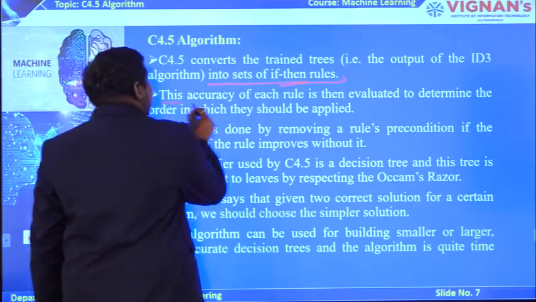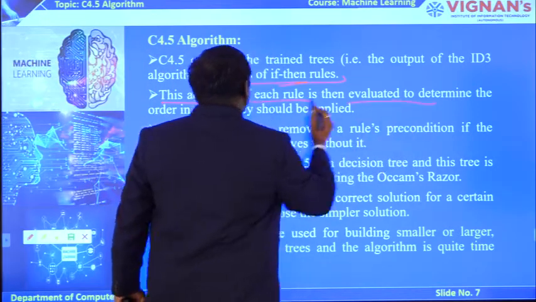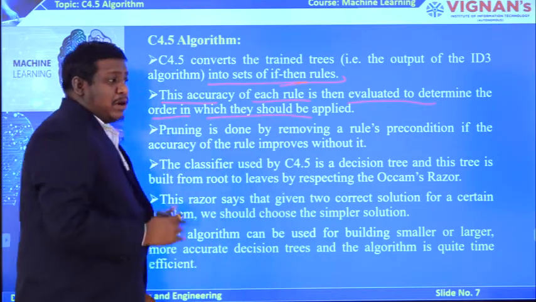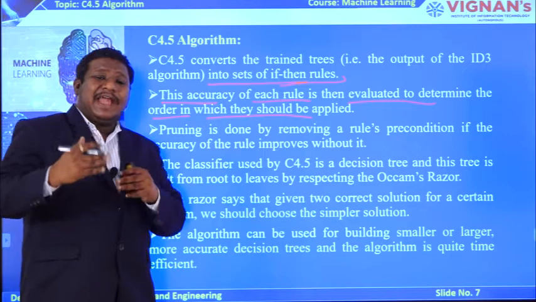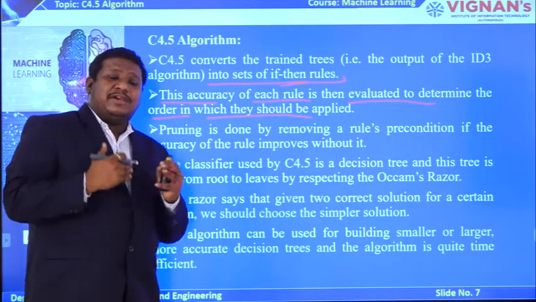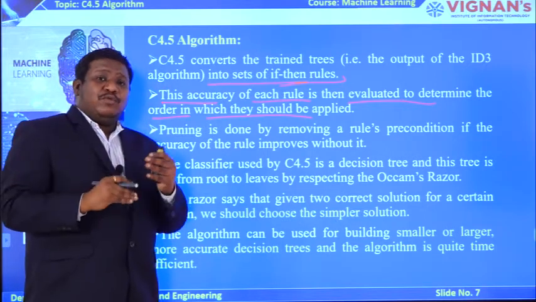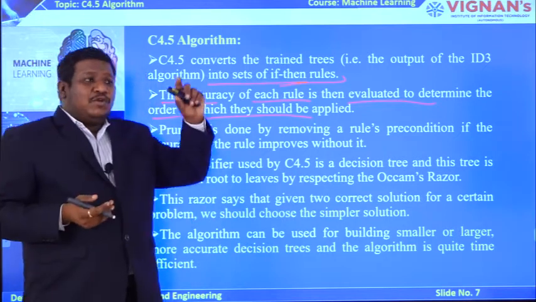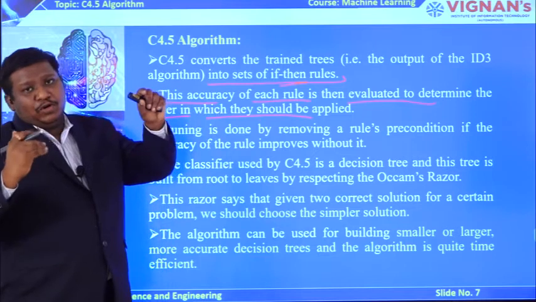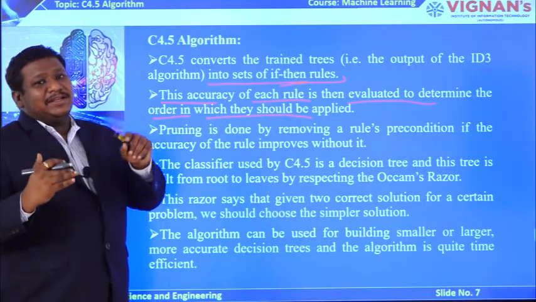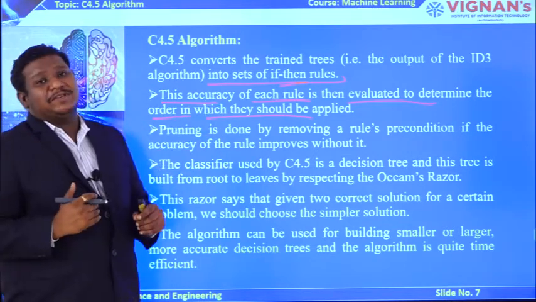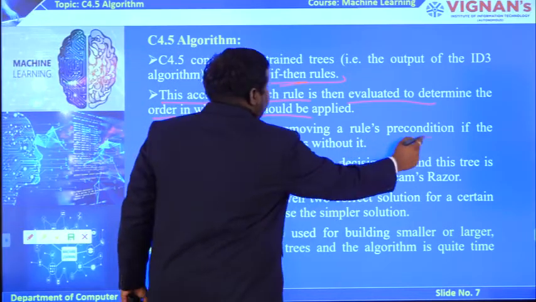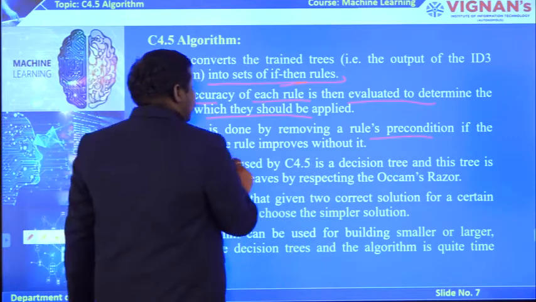The accuracy of each rule is then evaluated to determine the order in which they should be applied. So, once the rules are developed, next we are going to calculate the accuracy of each rule, and after calculating the accuracy of each rule, we are going to give them the order in which they should be applied. That means, rule 1, rule 2, rule 3 should be ordered by using the accuracy values of these rules. Pruning is done by removing a rule's precondition if the accuracy of the rule improves without it.